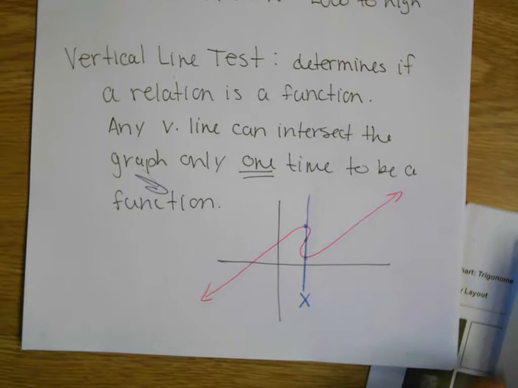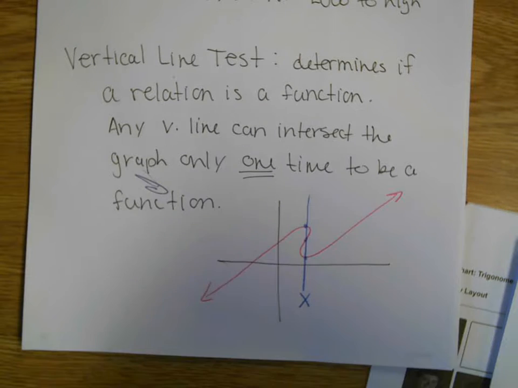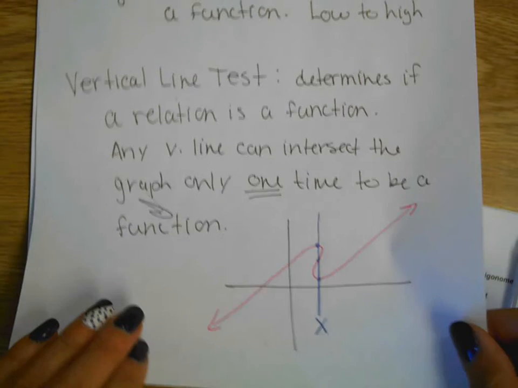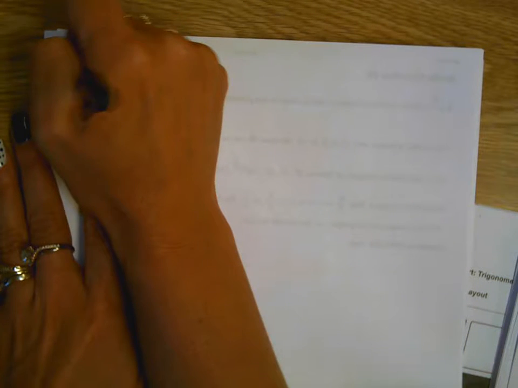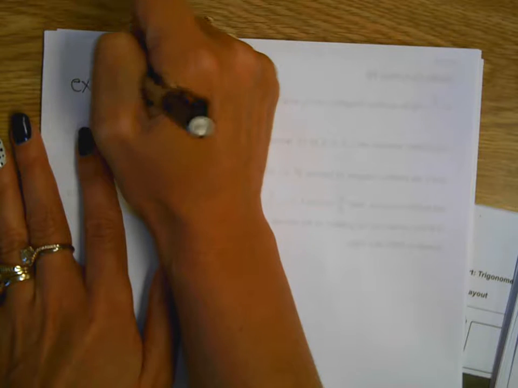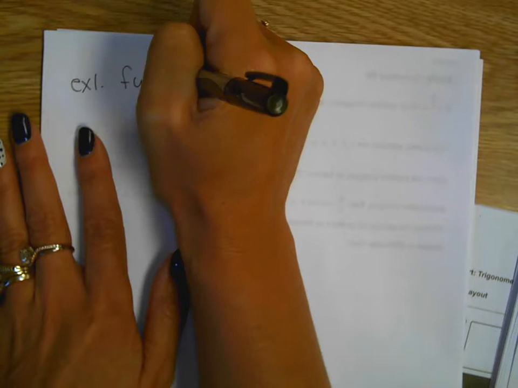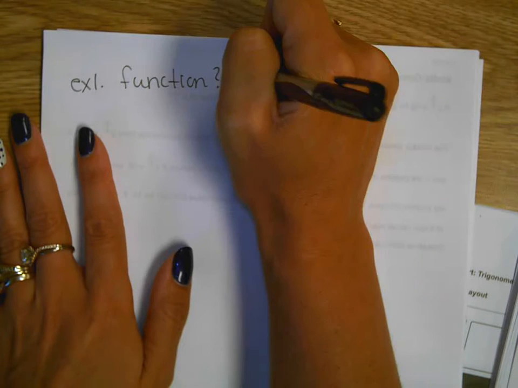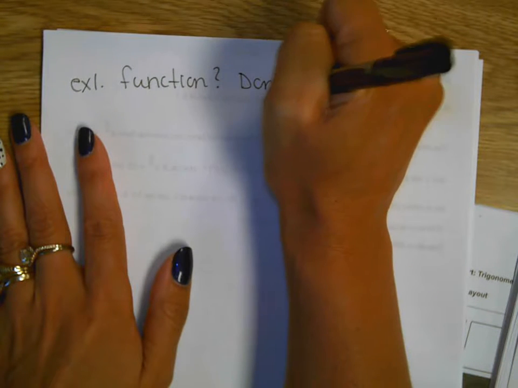Okay, so our next set of examples is just going to be given a graph or given a relation, decide if it's a function, and give domain and range. Can I get rid of this? Is it a function? And then give domain and range.